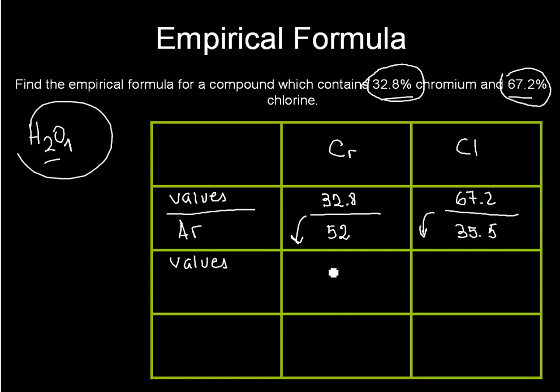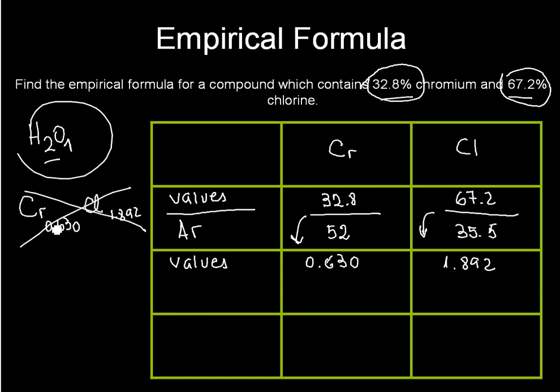Can you give me the values for that? Louder, please. 0.630. And the other one? 1.892. Now, can we express this chromium 0.630 and chlorine 1.892 as a formula? No, we don't use that.